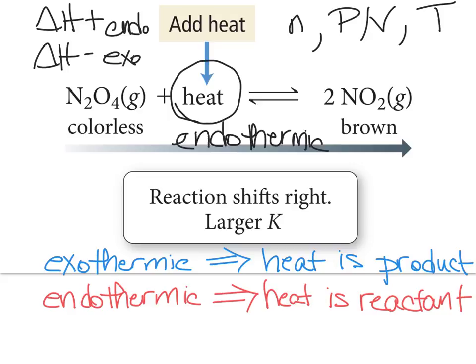Okay, so in this circumstance, heat is a reactant, which means it is an endothermic reaction, and let's say that heat is added. So this would be just like any other reactant, causing a shift to products. So how do we add heat? We just warm up the test tube. How do we remove heat? We put it in an ice bath.